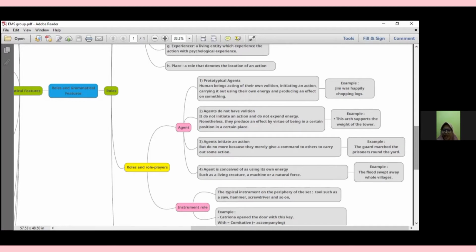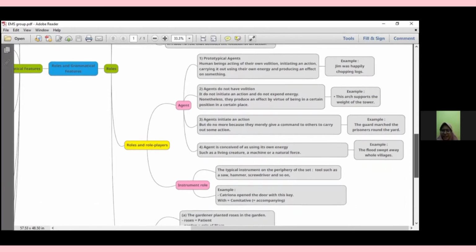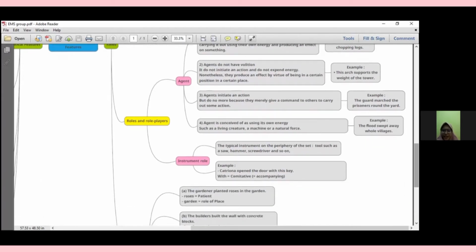The third, agents initiate an action but do no more, because they merely give a command to others to carry out some action. The example, the guard marched the prisoner around the yard. The last, the agent is conceived of as using its own energy, such as a living creature, a machine, or a natural force. The example is the flood swept away whole villages.